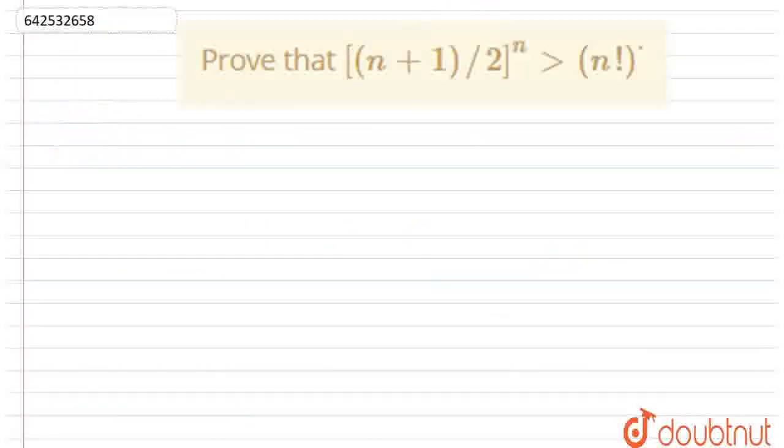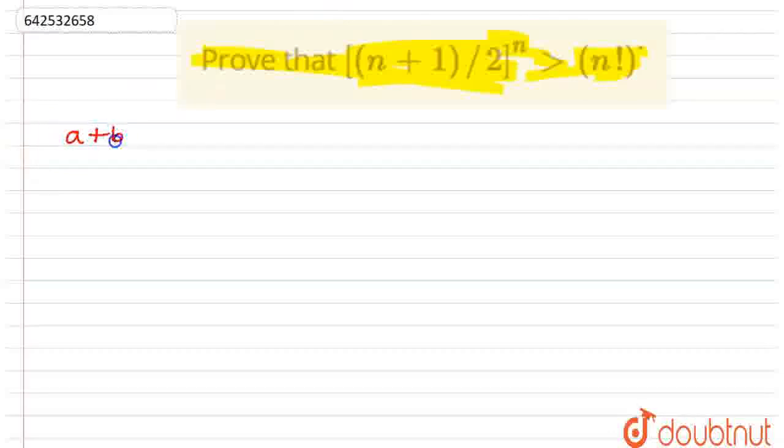Hello everyone, let's start this question. This question says that we need to prove that ((n plus 1) by 2) entire power n is greater than n factorial. For this, first we will need to use an inequality, that is a plus b is greater than 2 times under root a times under root b, where a and b are both greater than 0 and a not equals b. That is the special part of the AMGM inequality.